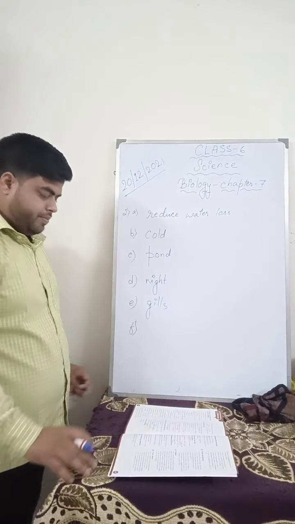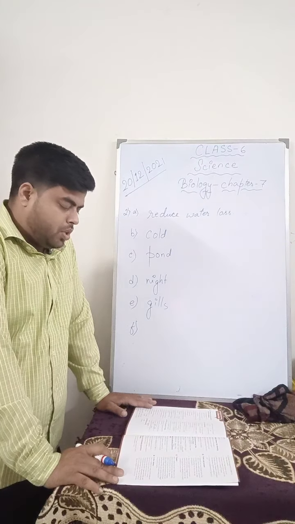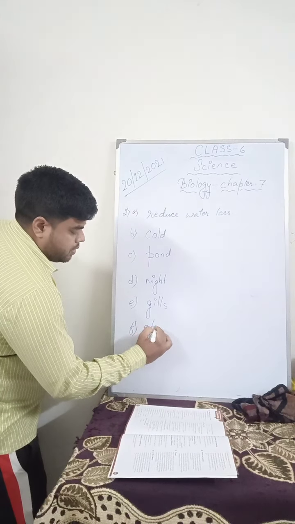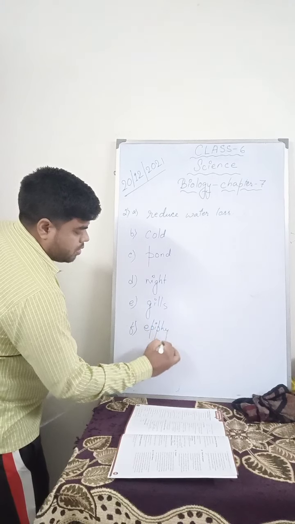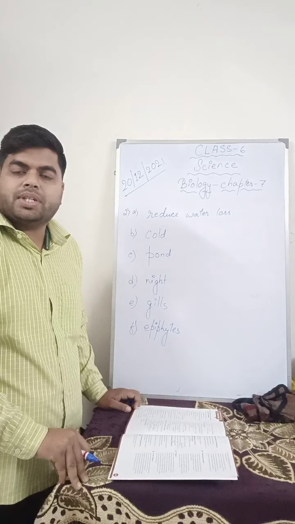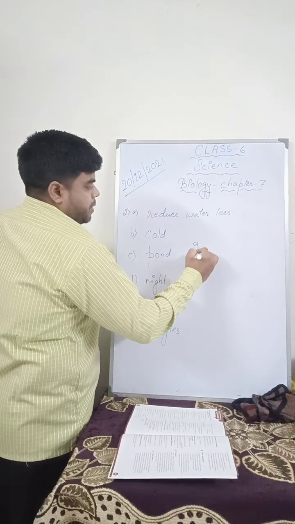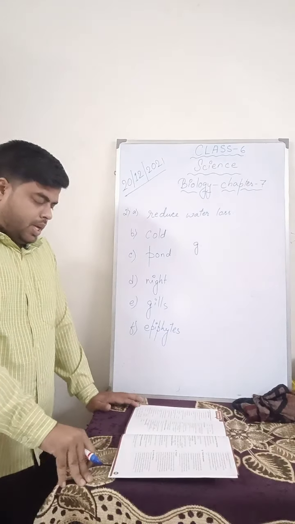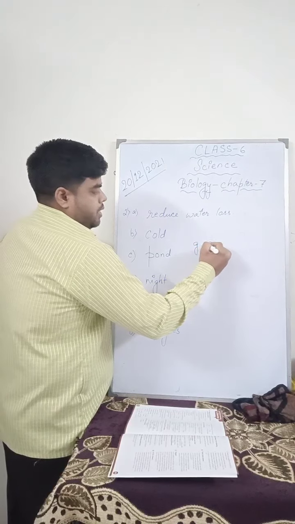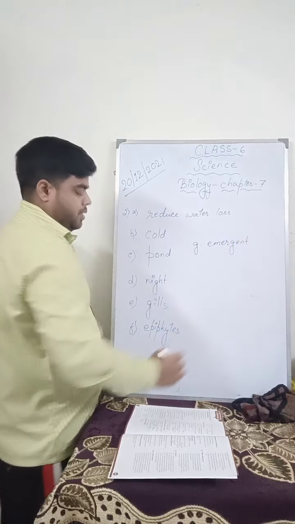Number F. The plant that shows adaptation to air is called epiphytes. Epiphytes are the plants that show adaptation in air. And number G. Arrowhead is an example of an emergent plant.